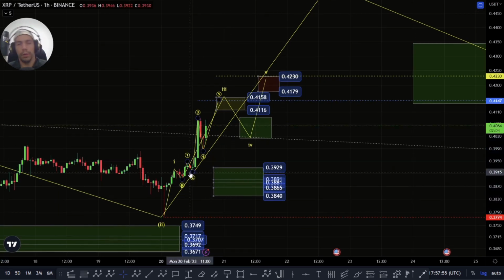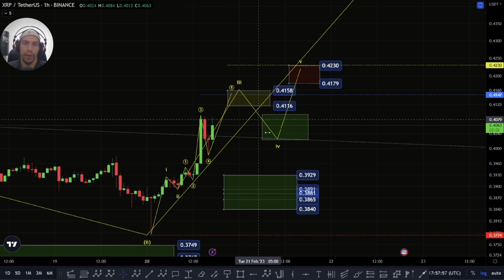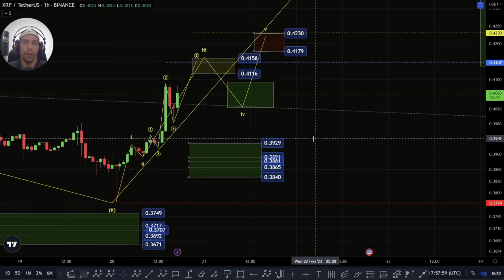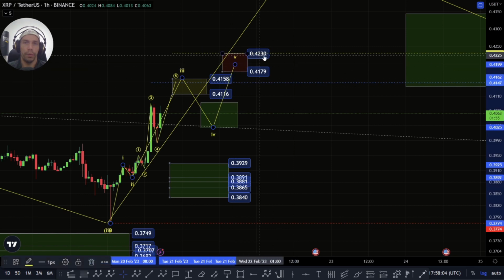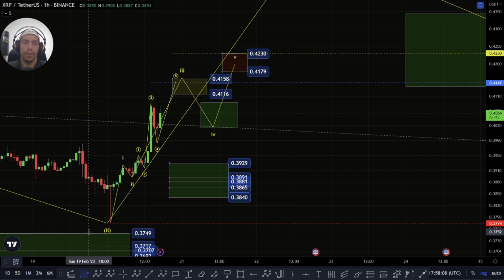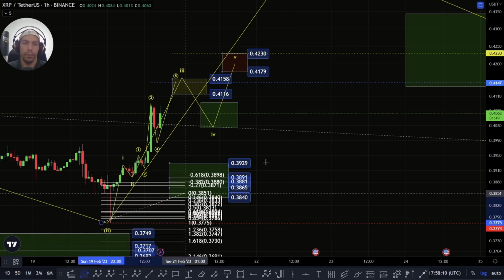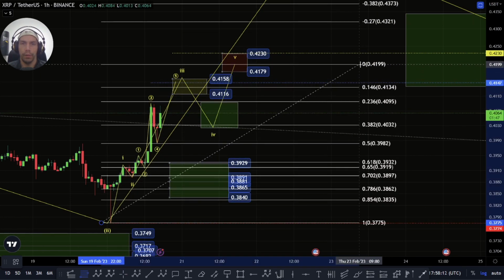So what we'd be looking for is, like I said, this 5th wave to play out, looking for this 4th and additional 5th. And then what we'd want to see from that point, if we do move up into this zone of this 42.30 to this 41.79, what we'd want to be looking out for would be a retracement back down into these zones.